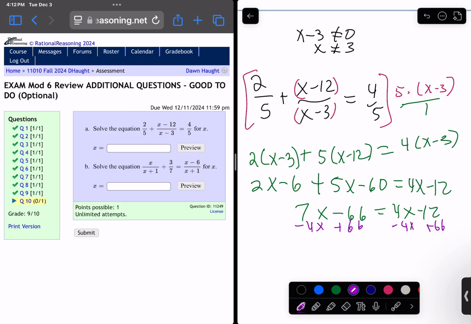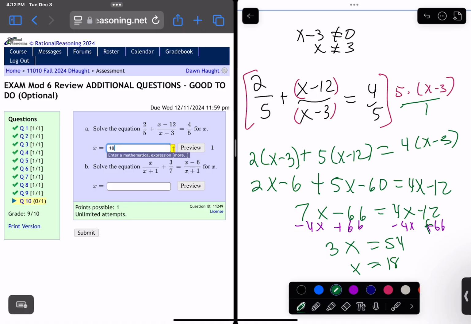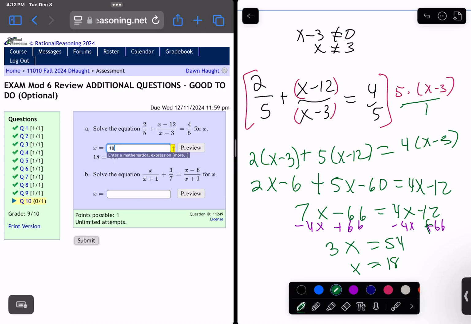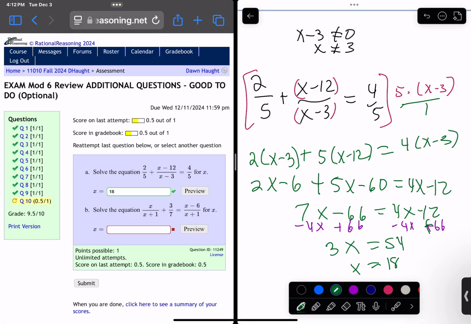Well, if I subtract 4x from 7x, I'm left with 3x on the left. And then a negative 12 plus 66, that is a plus there, is the same as 54. Now, 54 is divisible by 3. So if we divide off the 3, we get an answer of 18. That is not the answer that we were concerned about. 3 was the only answer we're concerned about. So that is our answer. There you go. Okay.